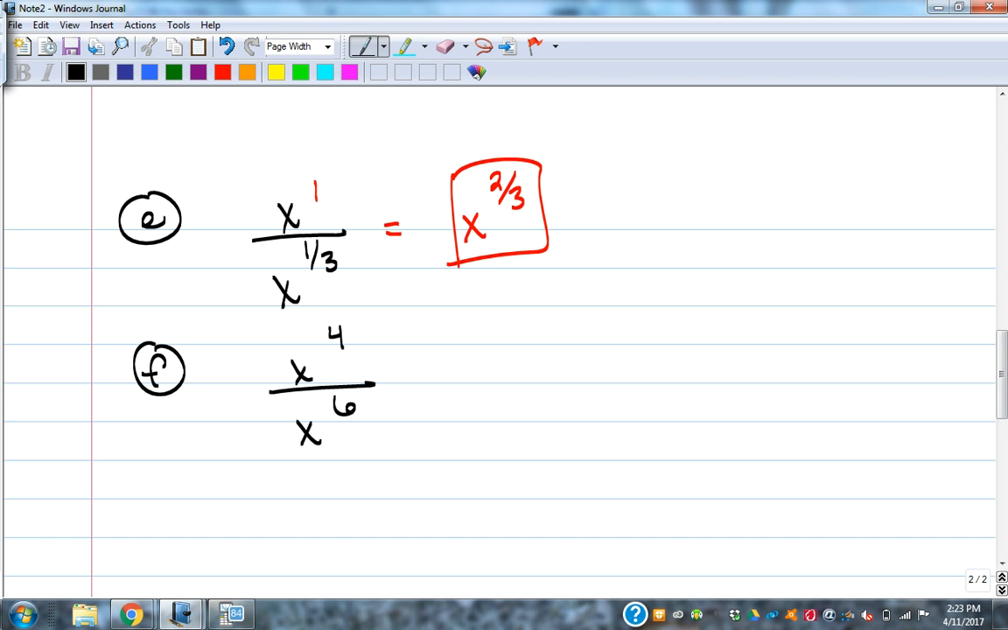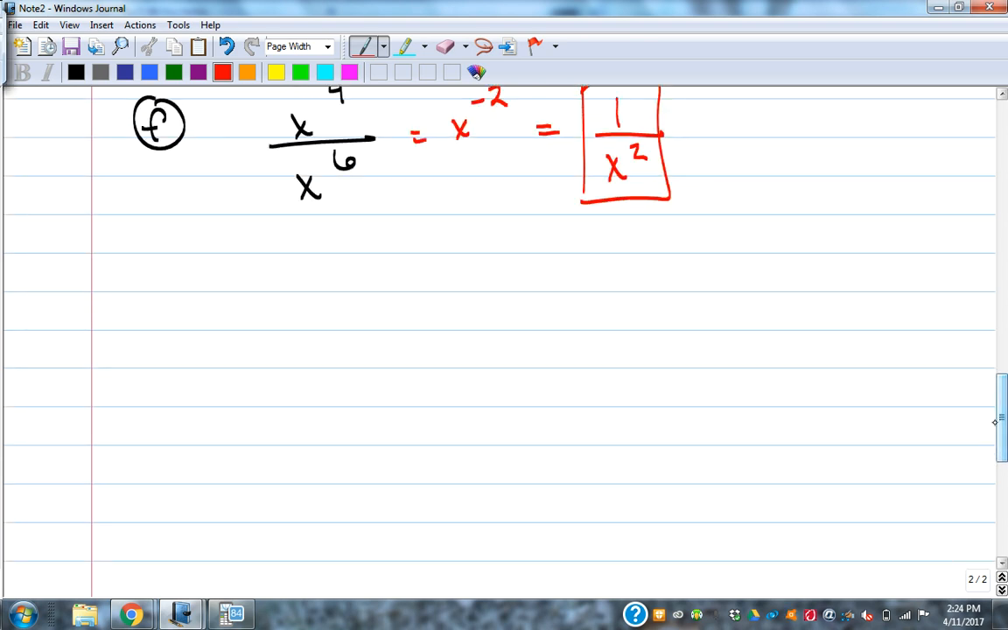X to the 4th over X to the 6th. Those are still rational exponents. They just have a 1 in the denominator. What's the rule? So 4 minus 6 would be X to the negative 2. But we got to fix that. 1 over X squared would be the final answer. And it makes sense that it would be 1 over X squared. Where are the most X's at? They're in the bottom. So your leftovers should be at the bottom anyway. So that works with that. Okay.